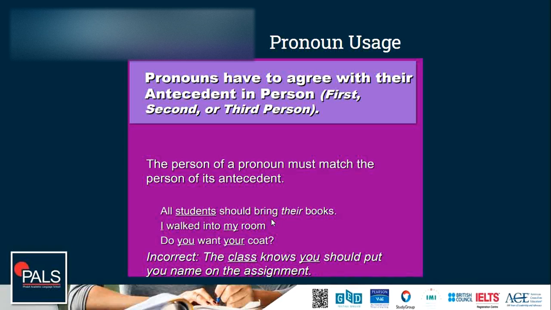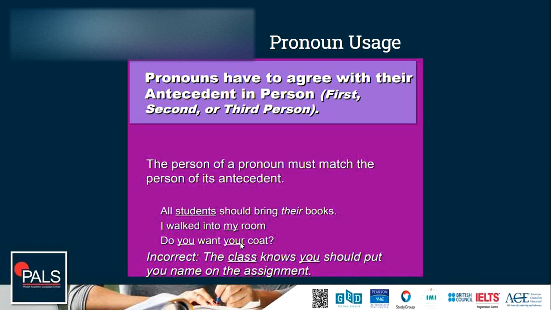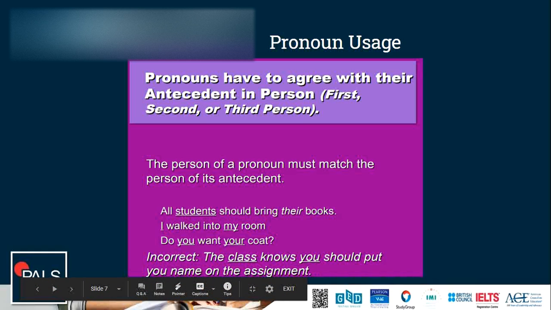So, for you, the objective case is your, and you is considered to be a second person. Third person: he, she, it, and they.